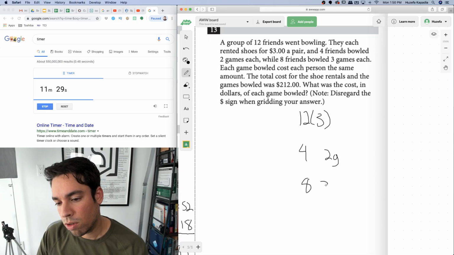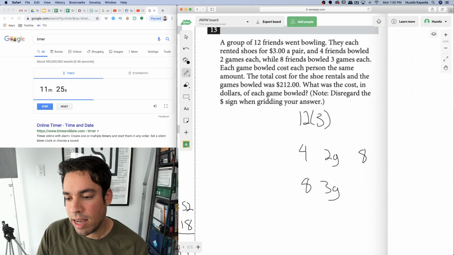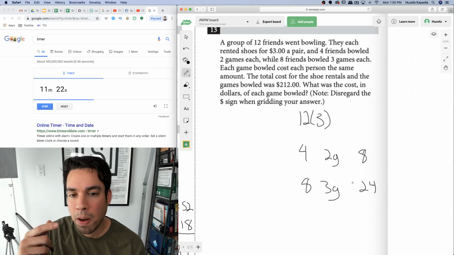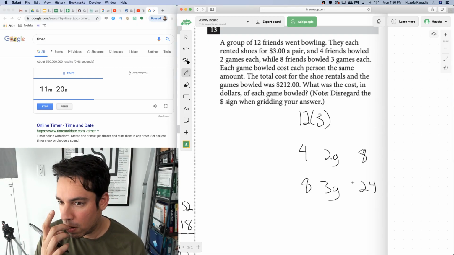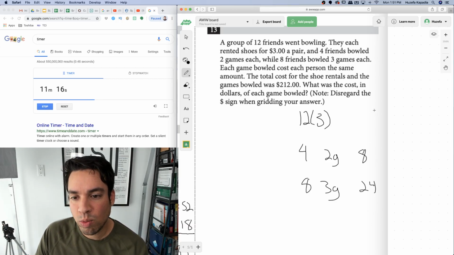8 friends bowled 3 games. Which means these guys had 8 games, these had 24. Each game bowled cost a person the same amount. The total cost for the shoe rentals and the games bowled was $212.